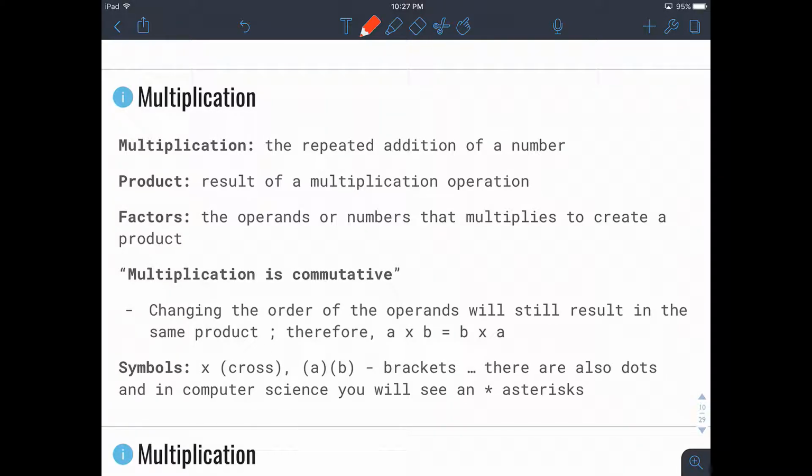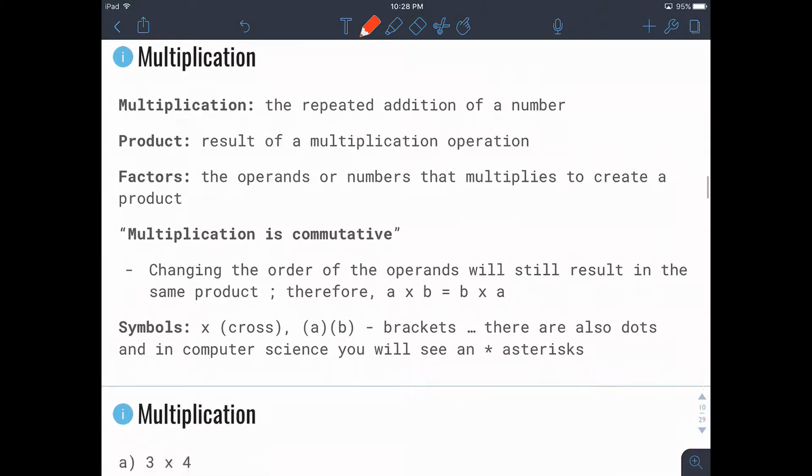Therefore, if we do A multiplied by B, then we can get B multiplied by A, and those two expressions will be equal to each other. There are various symbols for multiplication. We have the cross symbol, and when two brackets are touching each other, that is also multiplication. There is also the dot, or in computer science, you'll definitely see an asterisk.